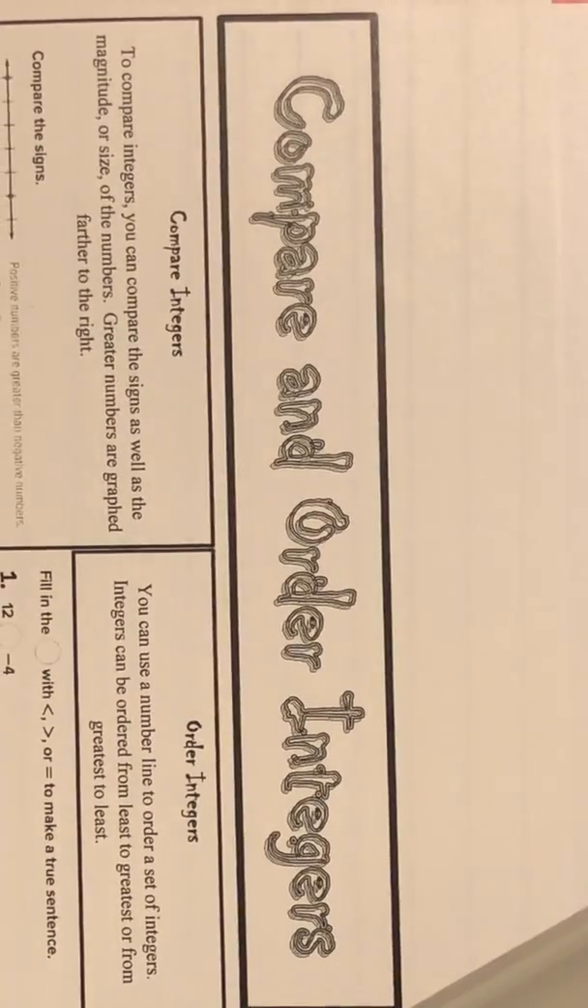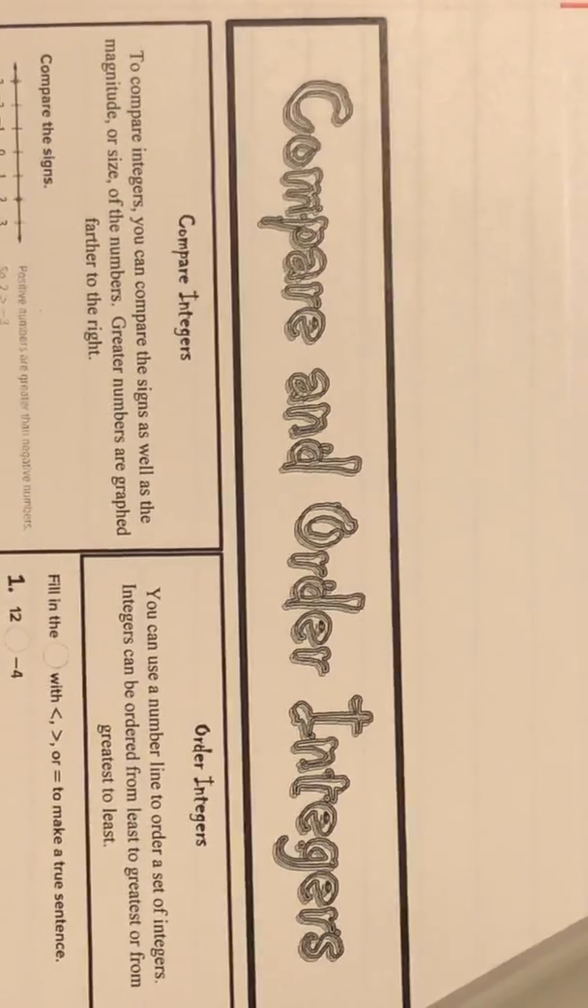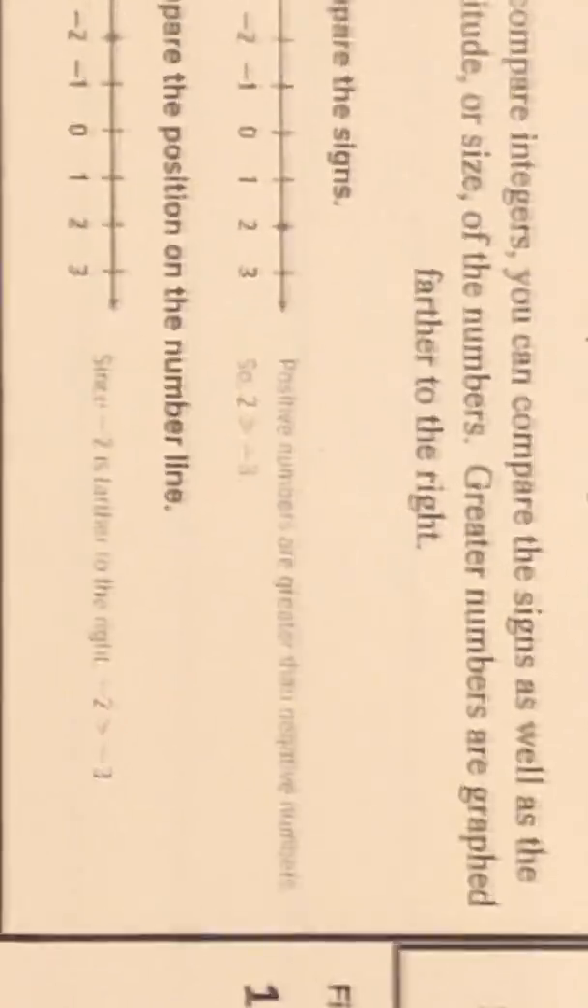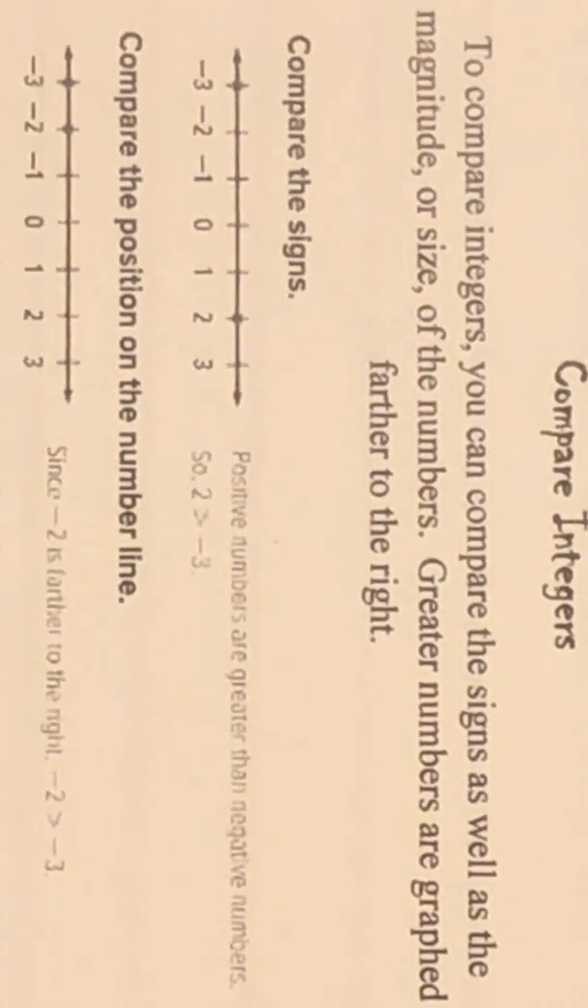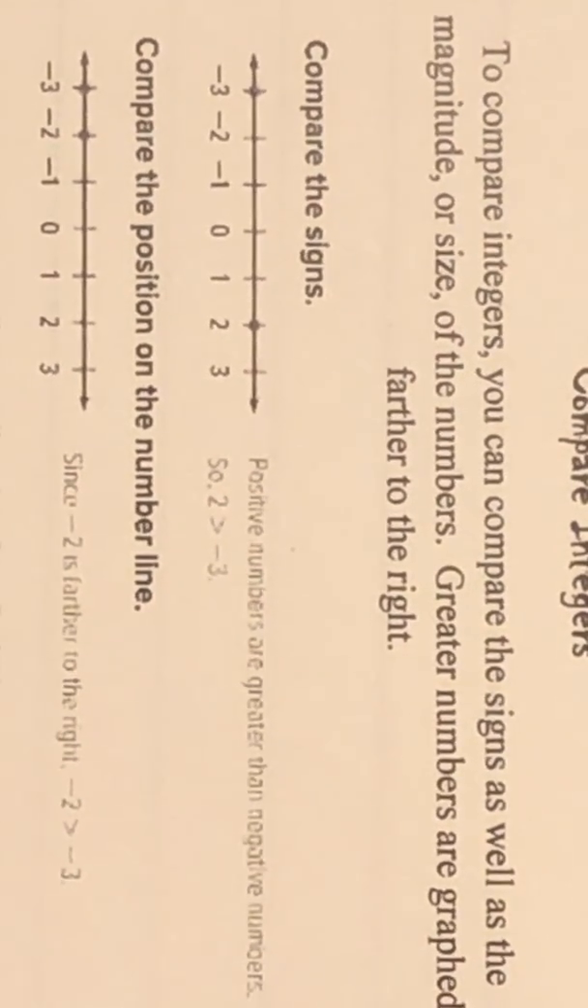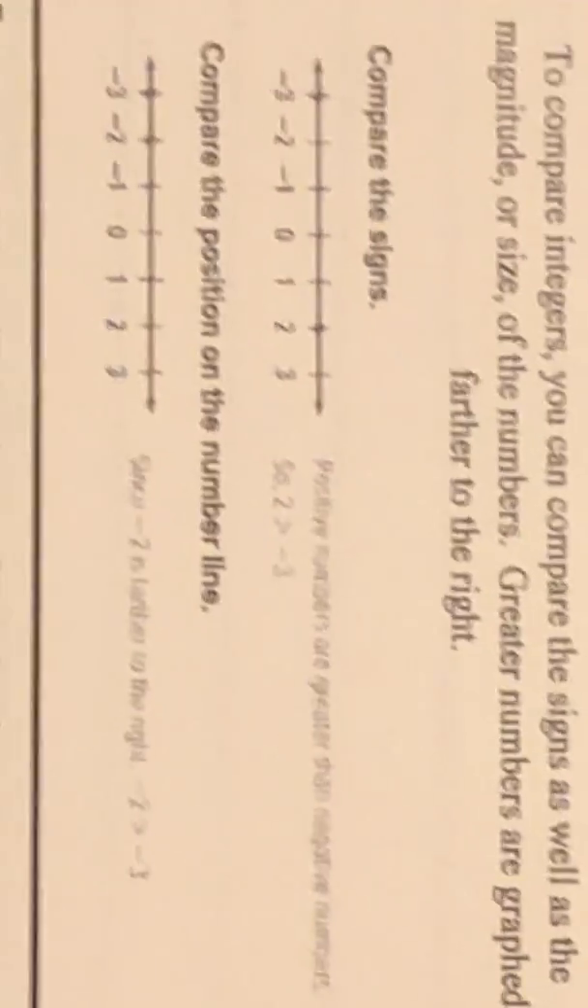This is Chapter 5, Lesson 3, Compare and Order Integers. All right, so if I'm comparing integers, the first thing I want to look at is to compare integers, you can compare the signs as well as the magnitude or size of the number. Greater numbers are graphed farther to the right.